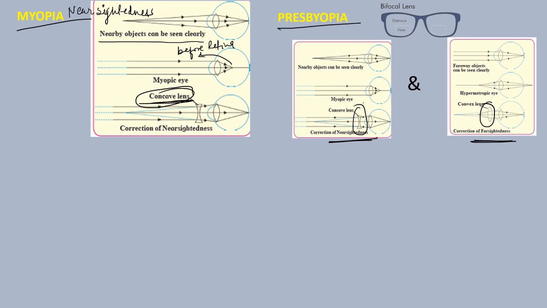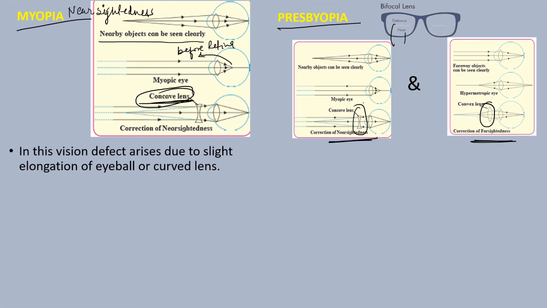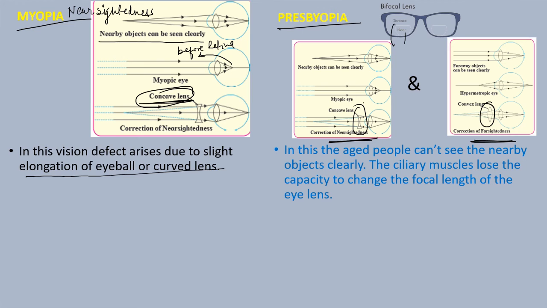Alright, so now let us see the point-wise differentiation between myopia and presbyopia. In myopia, the vision defect arises due to slight elongation of the eyeball. So the eyeball gets elongated. Now in case of presbyopia, in case of aged people, they can't see nearby objects clearly. The ciliary muscles lose the capacity to change the focal length of the eye lens.